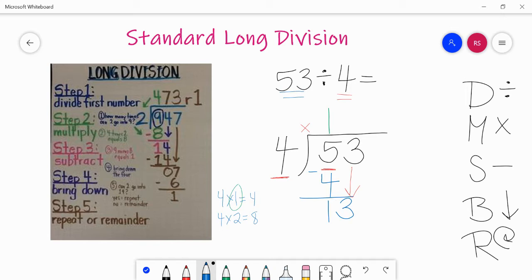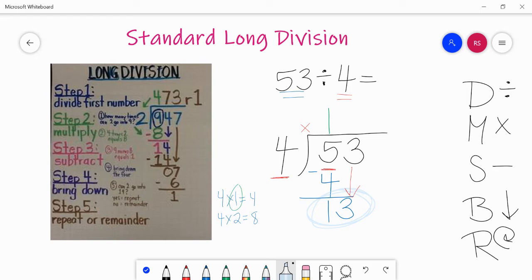And now I need to bring down that next digit in my dividend. So now my new dividend is 13. This number down here that I'm going to circle in my highlighted blue is our new dividend. So now we can start our steps all over again, because when we are using long division, as soon as you bring down a number, you have to repeat your steps. You have to start all the way back up at the D for division and move through until you come to bring the next number down.